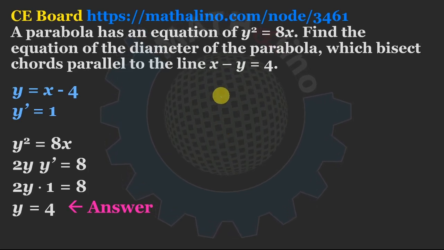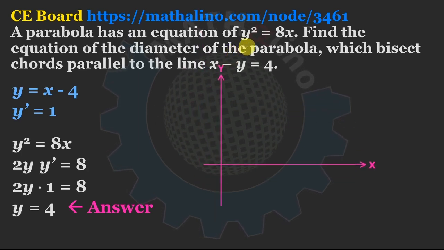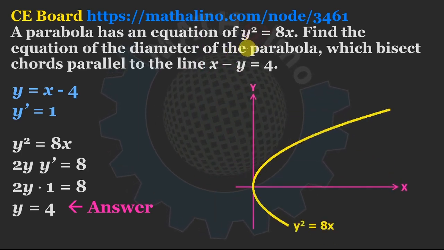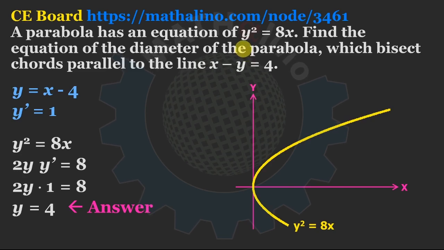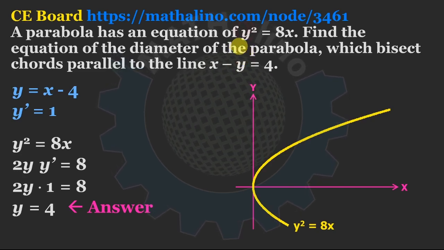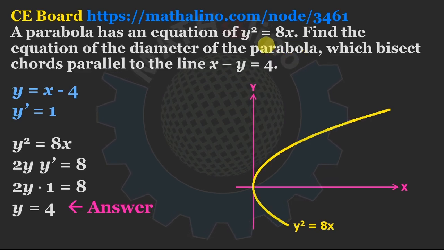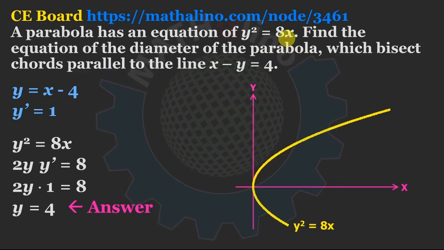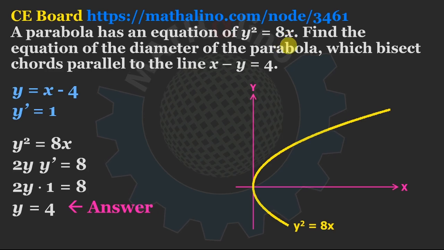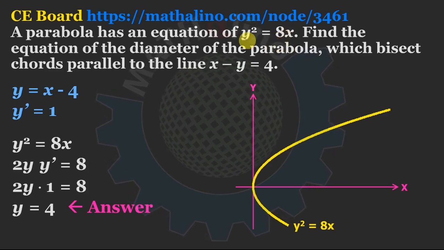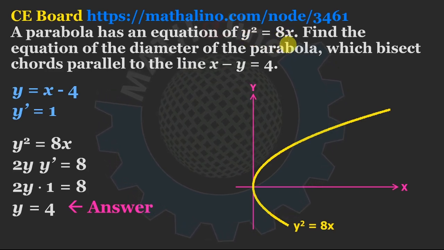Alright? We have this parabola that is open to the right. y squared is equal to 8x. Why it is open to the right, that is worth another video, so I will not discuss here why this is open to the right. But for a little background, we cannot assign x a negative value here because if the x is negative, y will become an imaginary number.